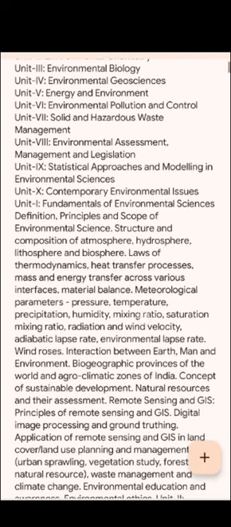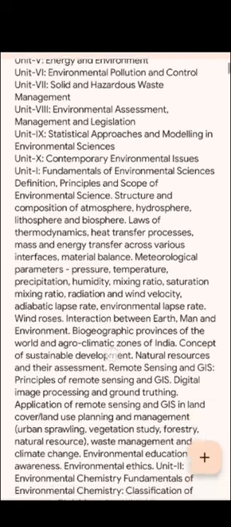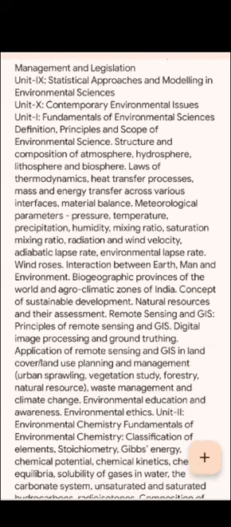Unit I, Fundamentals of Environmental Sciences. Definition, Principles and Scope of Environmental Science. Structure and composition of atmosphere, hydrosphere, lithosphere and biosphere. Laws of thermodynamics, heat transfer processes, mass and energy transfer across various interfaces, material balance.